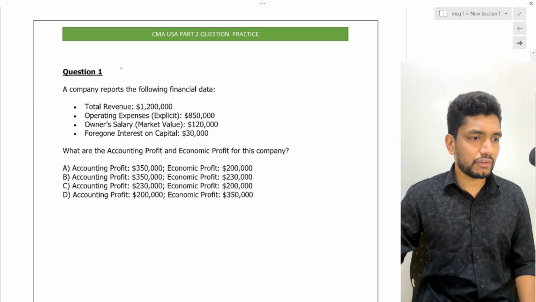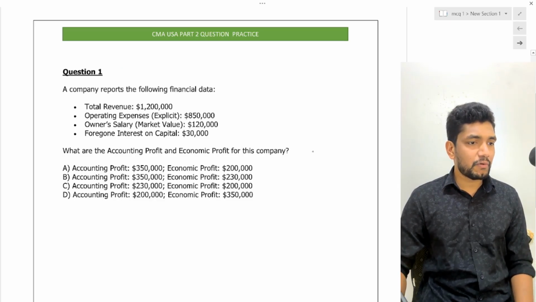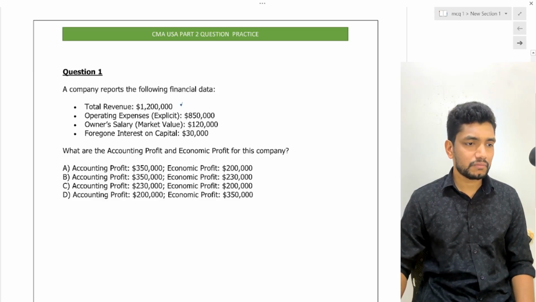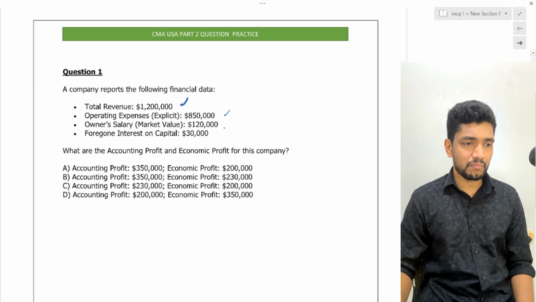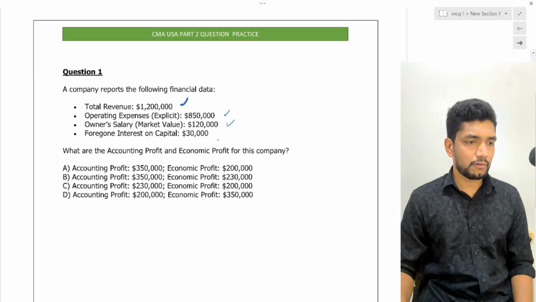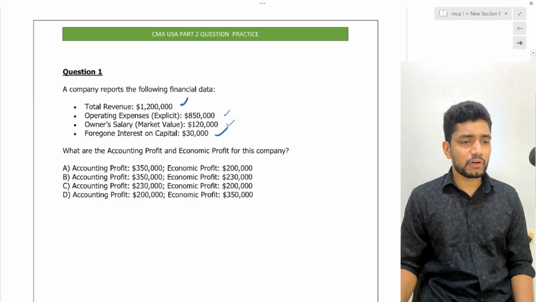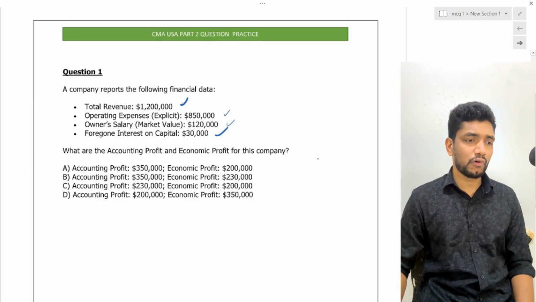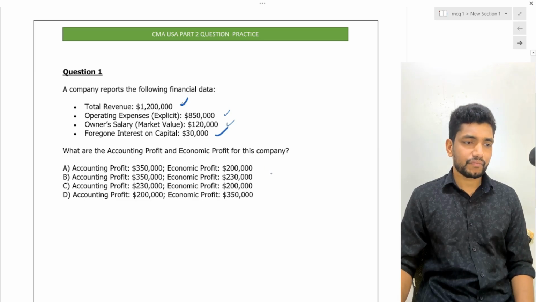So this is our first question. Question number 1. A company reports the following financial data. Total revenue 1.2 million. Operating expenses 850,000. Owner salary, at market value, 120,000. And foregone interest on capital, 30,000. What are the accounting profit and economic profit for this company? You have 4 options here: Option A, B, C, D.